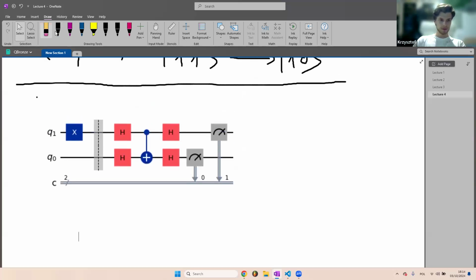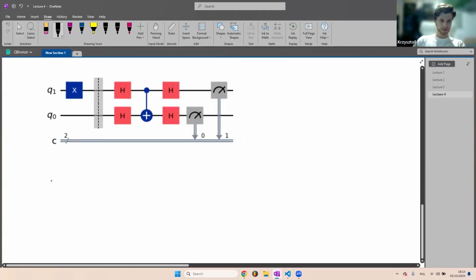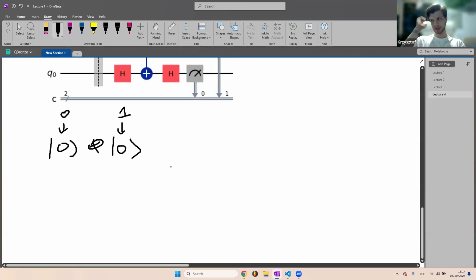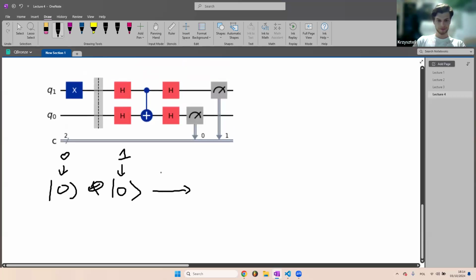So we begin with the state 0, tensor product with 0. And now we will flip the notation a little bit. This is the 0th qubit, and this is the first qubit. We'll write it in this notation. So after applying the Hadamard gate, the X operator to the first qubit, we'll use the cascade notation, we have 0, tensor product 1.